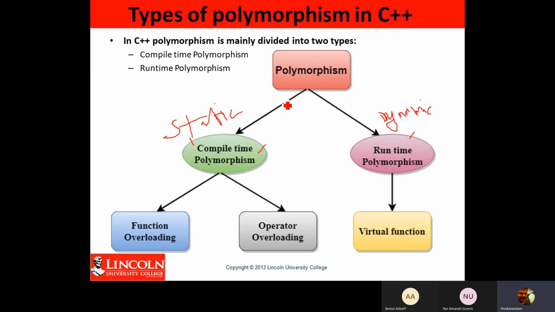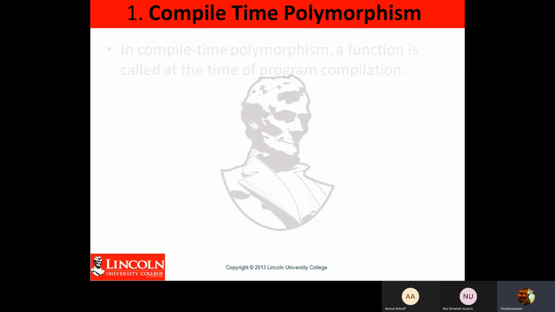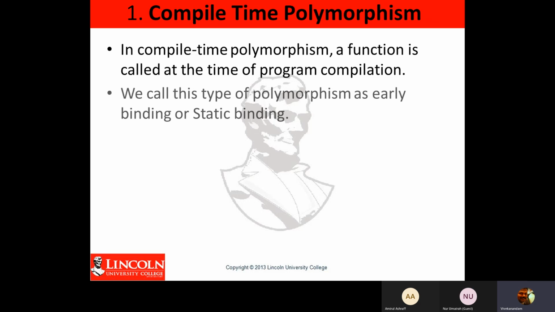So polymorphism means the ability to take more than one form. There are two types: one is compile time polymorphism, the other runtime polymorphism. Compile time polymorphism, we have function overloading, operator overloading. Runtime polymorphism, we can talk about virtual functions, then function overriding. Understand? So the first one is compile time polymorphism.